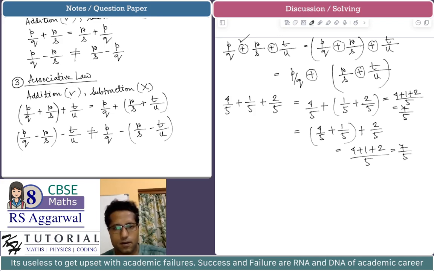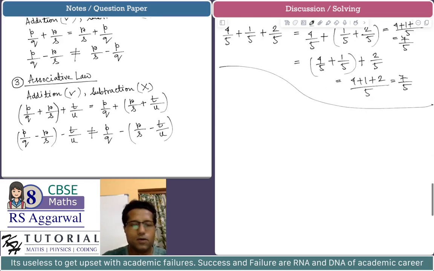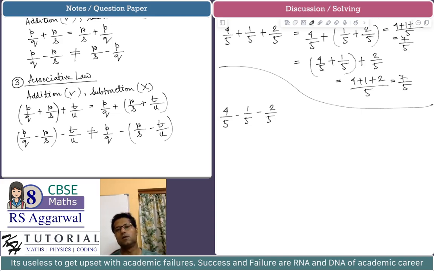Let's see if subtraction follows, or obeys, the associative law on rational numbers. Let's take the same example. Let's say we are trying to evaluate 4 by 5 minus 1 by 5 minus 2 by 5. We are trying to evaluate this. Now let's see if we can use the associative law for subtraction, whether it works or not.